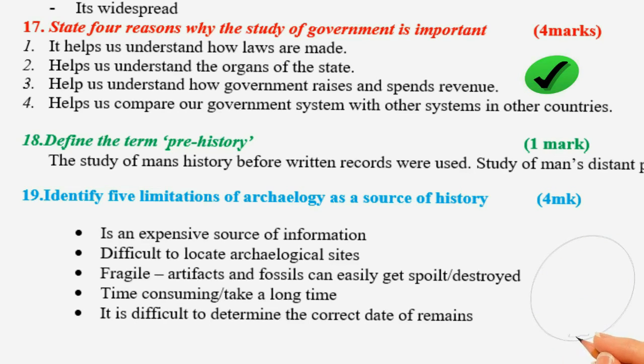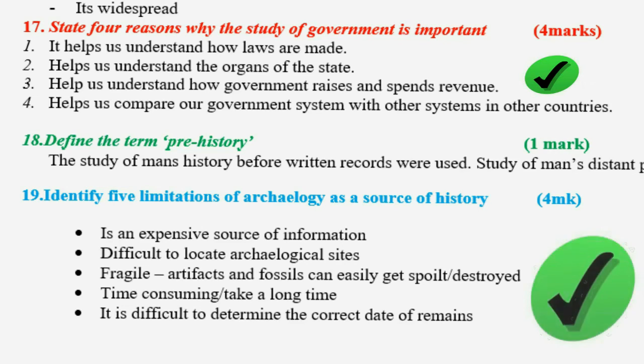Identify five limitations of archaeology as a source of information. It is an expensive source of information, difficult to locate archaeological sites, fragile artifacts and fossils can easily be destroyed. It is time consuming, takes a long time, and it is difficult to determine the correct date of the remains.